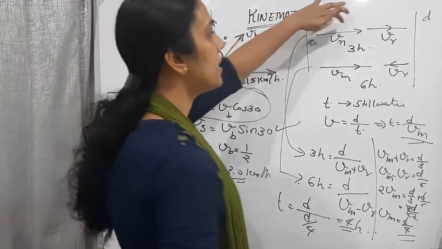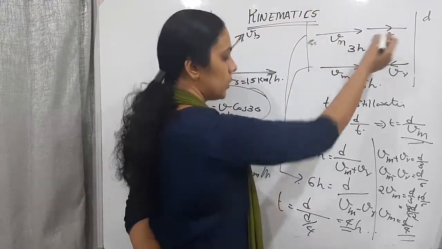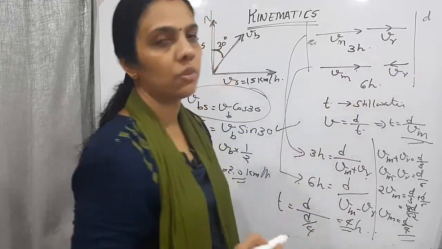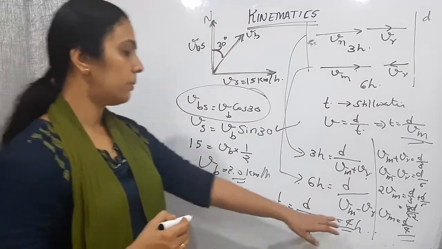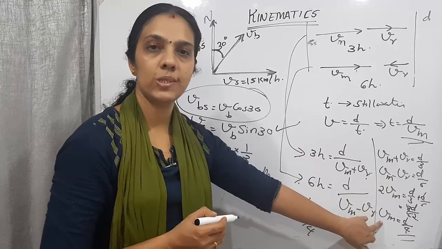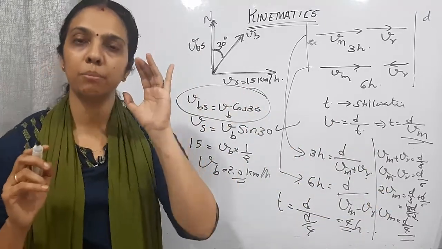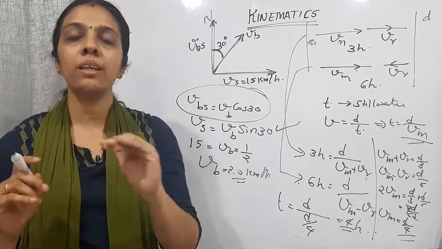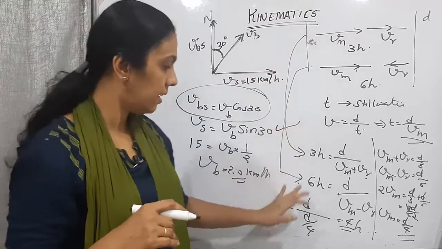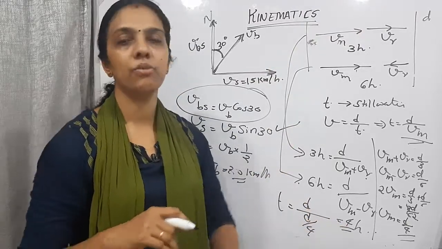So here the man is moving in the same direction as the river, then the net velocity will be Vm plus Vr. Here the man is moving opposite to the direction of the river, so Vm minus Vr will be the net velocity. By solving these two, we find the velocity of the man. Here we need to find the time taken by the man if he is moving in still water. So the velocity of the river we need not consider.